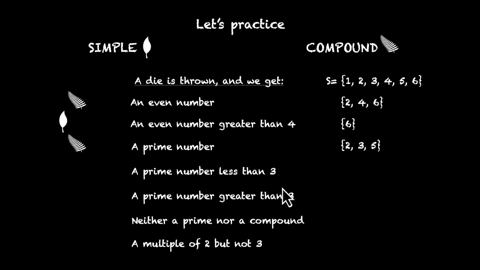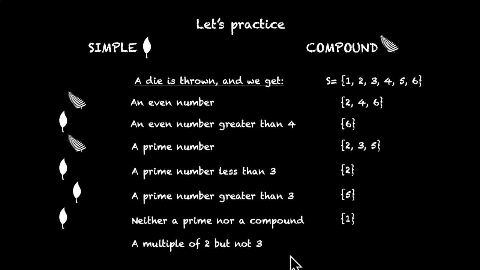What about a prime number less than 3? Well, 2 is prime, 1 is not prime. 1 is neither prime nor composite. So this event has only one sample point, which is 2. This means it's a simple event. A prime number greater than 3. Well, there are 3 numbers greater than 3 and only one of them is prime, which is 5. So only one sample point, which means it's a simple event. Neither a prime nor a compound. That's the number 1. It's only one sample point, which means it's a simple event.